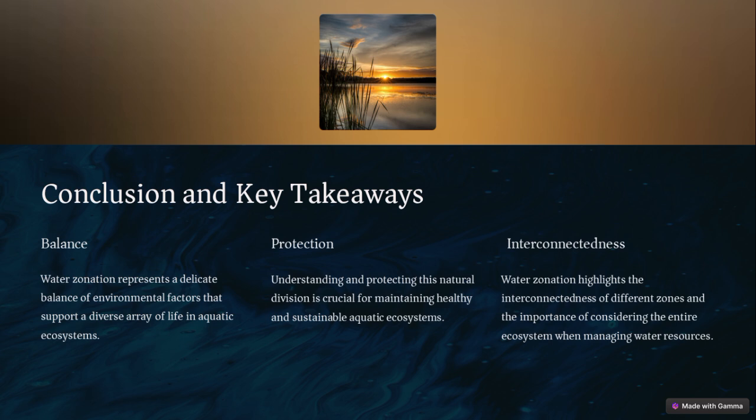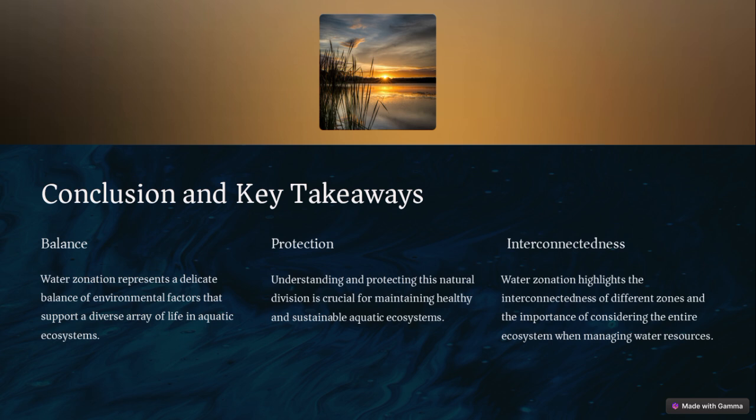Conclusion and key takeaways. Balance. Water zonation represents a delicate balance of environmental factors that supports a diverse array of life in aquatic ecosystems. Protection. Understanding and protecting these natural divisions is crucial for maintaining healthy and sustainable aquatic ecosystems.